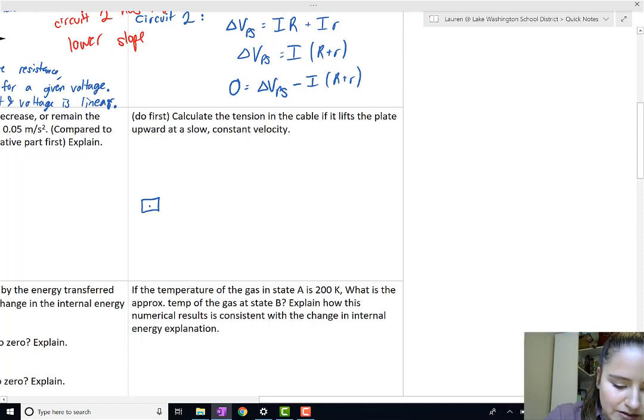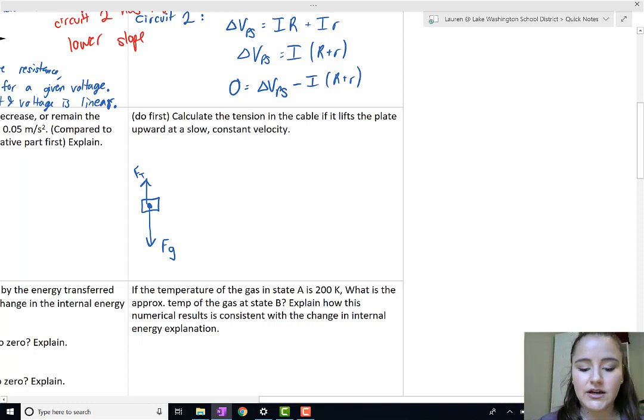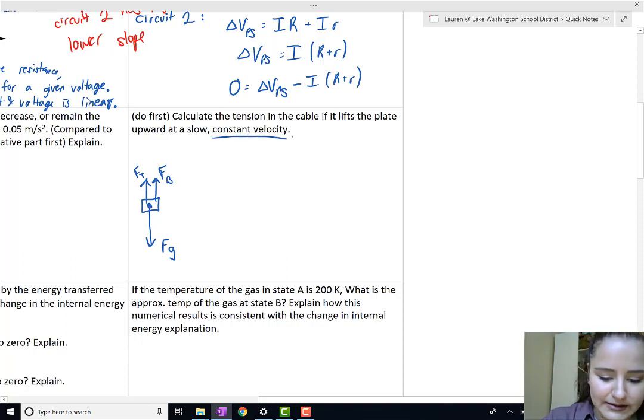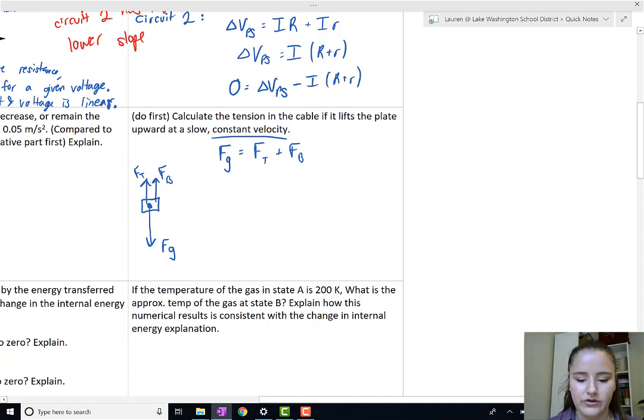It is being lifted from the ocean floor, so we know it has a force of gravity on it. And it's asking us to calculate the tension in the cable that's lifting it. So we know that is one of those upward forces. I'm going to use F_T for force of tension. Now we know there's also going to be a buoyancy force on this, the force of buoyancy. If it's going at a constant velocity, we know these forces are going to be balanced. So the force of gravity must equal the force of tension plus the force of buoyancy.